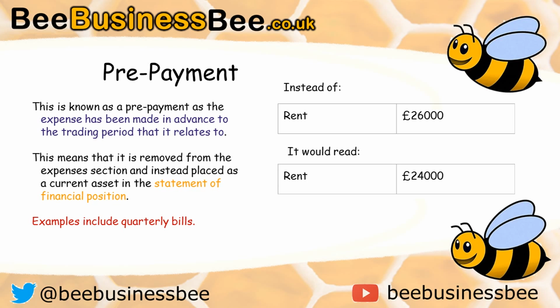So, for example, I've adapted the income statement, as you can see on the right-hand side of the screen. So instead of reading maybe paying rent for £26,000, we'd actually read paying rent of this year for £24,000, so £2,000 each month. That's what he's paid in this trading period. Remember, the next £2,000 is going to move forward to the next set of accounts, the next income statement that he produces next year.